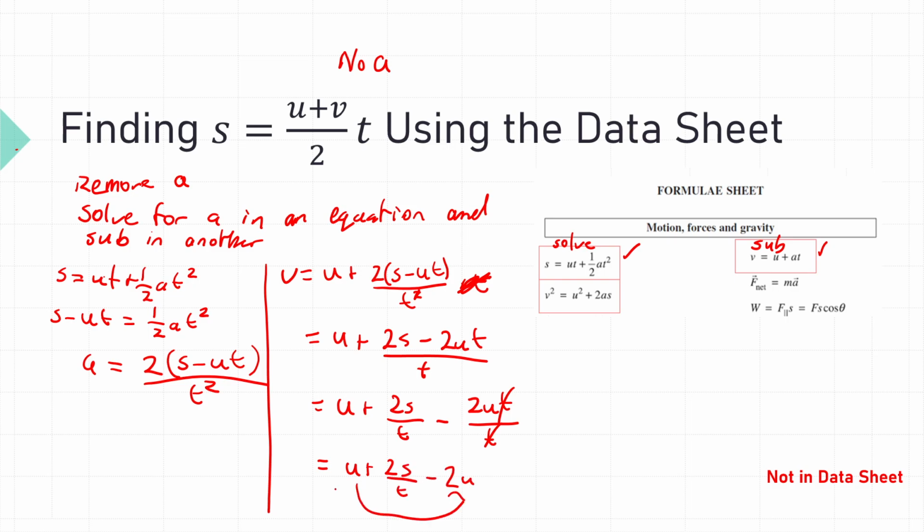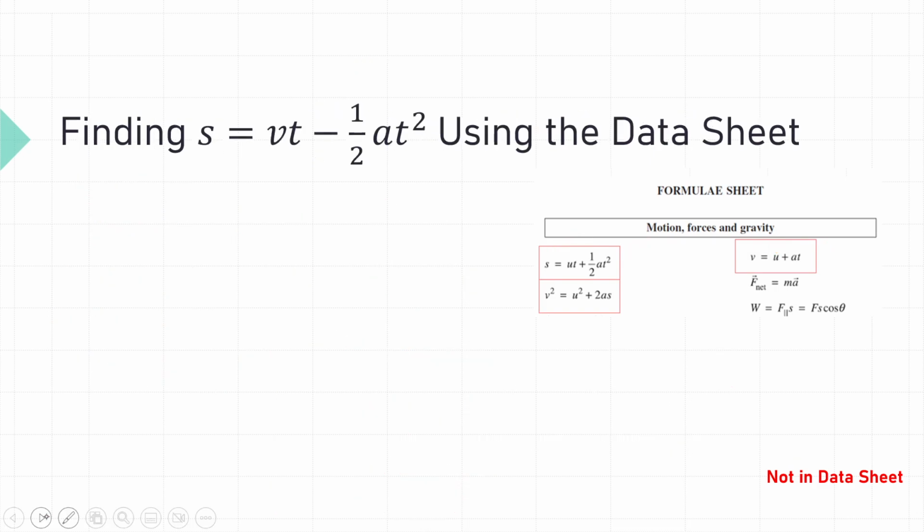We then have two like terms: u and negative 2u. We can put those together, and that gives us v equals negative u plus 2s on t. Now the only thing we need to do from there is solve for s. So v plus u is equal to 2s on t. Then we can divide by 2 and multiply by t. So v plus u on 2, times t, is equal to s. And then we're able to get our third kinematic equation by combining two of the formulas that are in your data sheet.